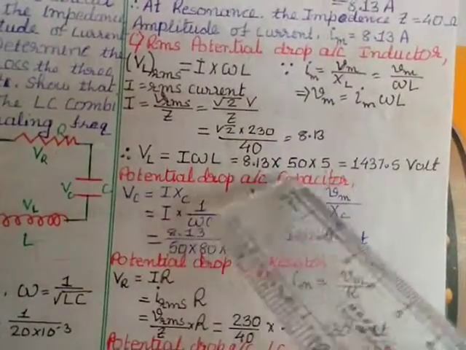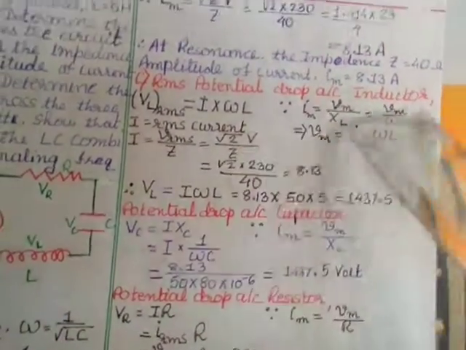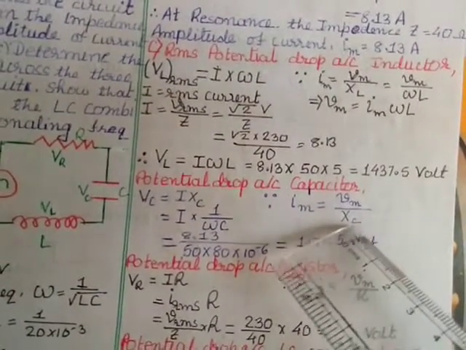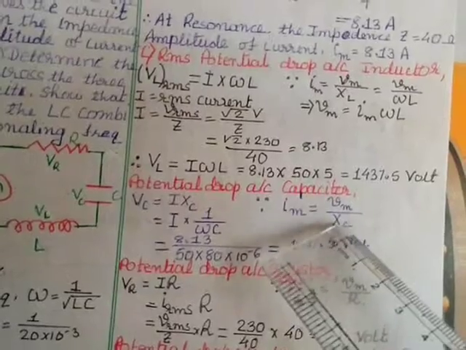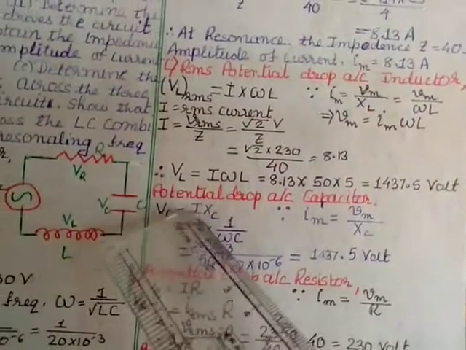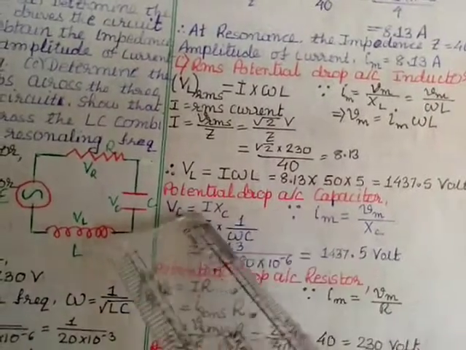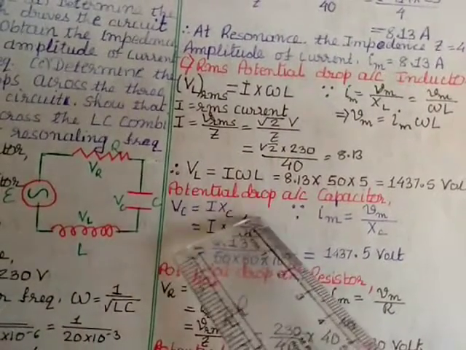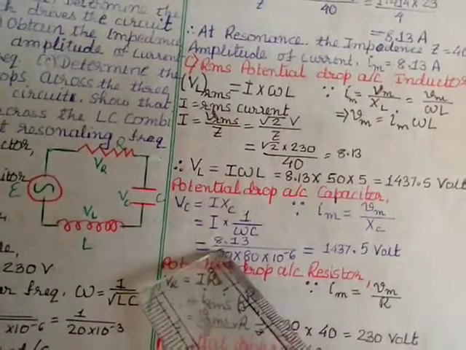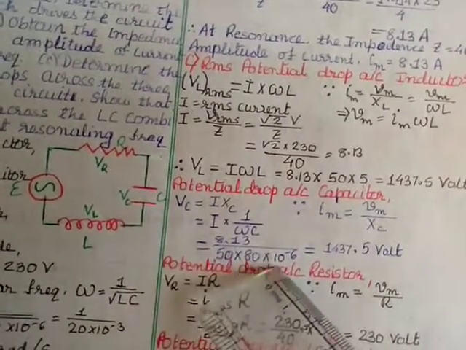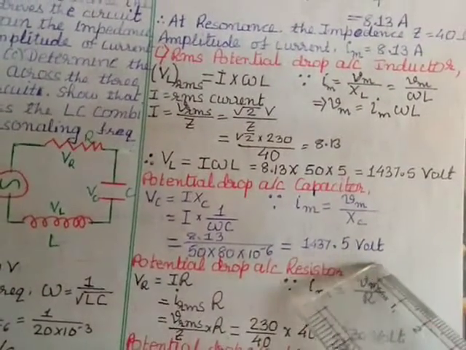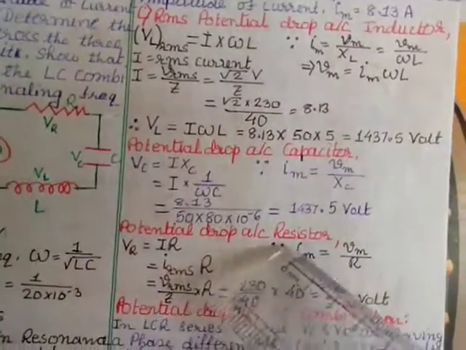Potential drop across capacitor. For that also, I am using the first part. Im is equal to Vm by XC, and XC is 1 upon omega C. If I transfer here, then you get VC is equal to I into XC, so I into 1 by omega C. I value is the same as this one, 8.13, omega is 50, C is 80 into 10 to the power minus 6. Simplify, you get 1437.5 volt.